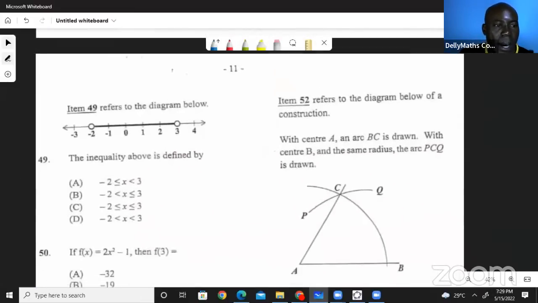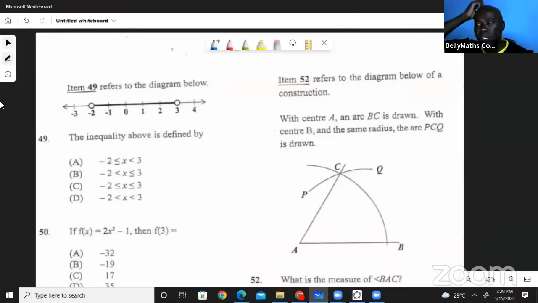All right, let's go to 49. What does 49 say? Let's go for 49 there.